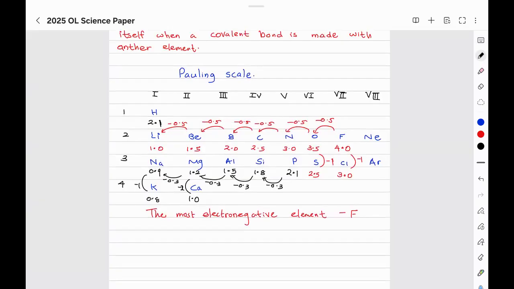For helium, neon and argon, we are not discussing electronegativity, because electronegativity means the ability to pull electrons when they are chemically bonded. Noble gases like helium, neon and argon are not forming chemical bonds.